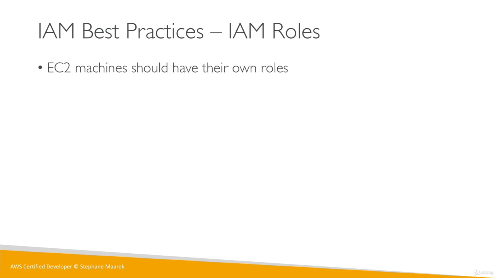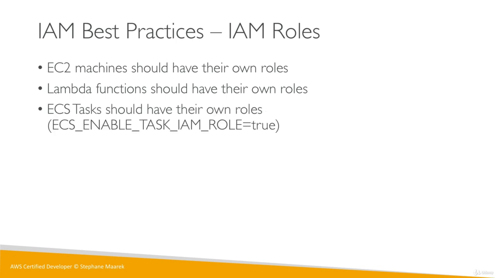Now for IAM roles, I've been saying all along, use IAM roles. So EC2 machines should have their own roles, and we've seen this extensively. Lambda functions should have their own roles, and we've seen it extensively. Each Lambda function we created had its own specific role. ECS, we'll see this in the next section. ECS tasks must have their own role, and for this it's just an environment variable called ECS_ENABLE_TASK_IAM_ROLE equals true that you need to have.